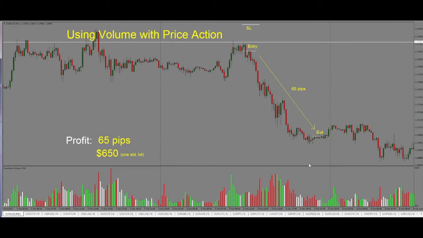So it is a good time to exit the trade because our volume continues to decrease and price is not going anywhere. So we exit the trade here. From entry to exit, we get 65 pips in the trade.